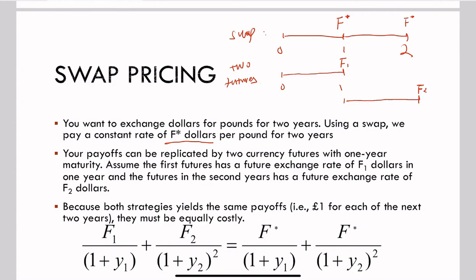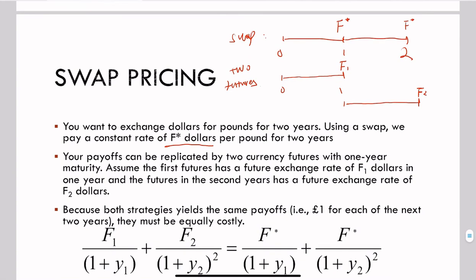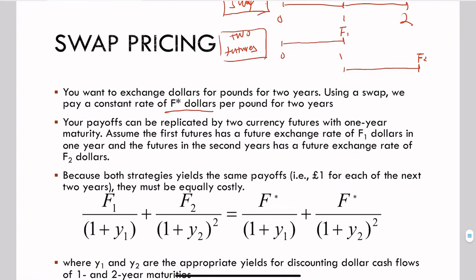What you can see here is the first method and the second method will give you the same payoff, right? What is your payoff? Well, per year you will get £1. For 2 years, you will get a total of £2. Using swap, you get £2. Using two futures, you get £2. So you can see that you have the same payoff. This basically means if you have the same payoff under two strategies, then you should have the same costs, right?